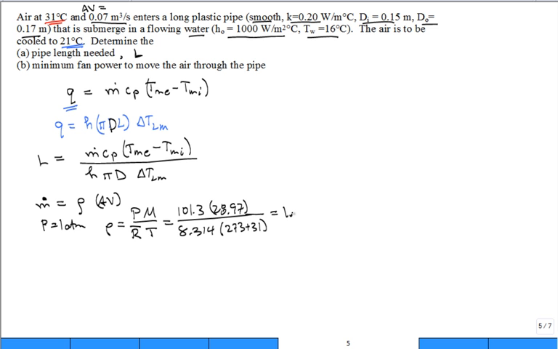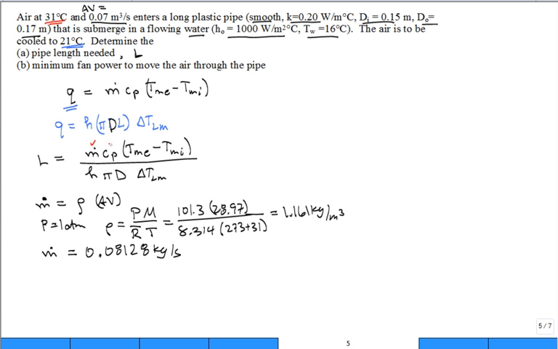So we calculate a density of 1.16 kilograms per cubic meter. You can put more digits on that, 1.161, etc. So if we calculate, then the mass flow rate is going to be the volumetric flow rate, 0.07, times that density. And so we get a mass flow rate of 0.08128 kilograms per second. That's the mass flow rate. All right. So that one we can sort of put a check there.